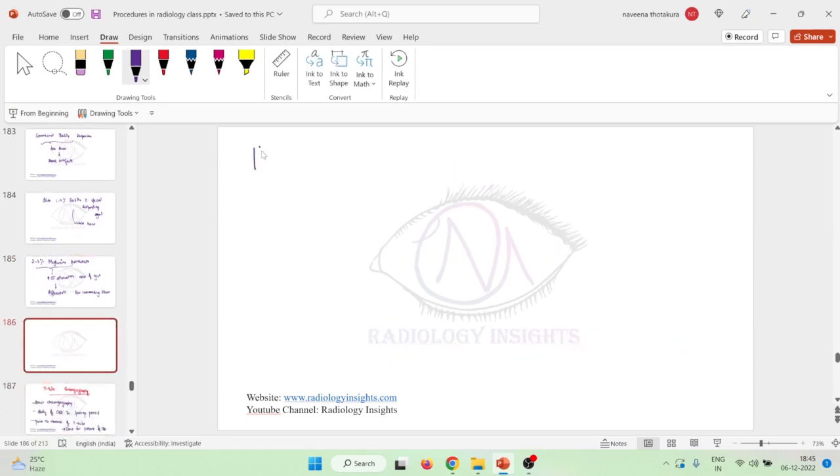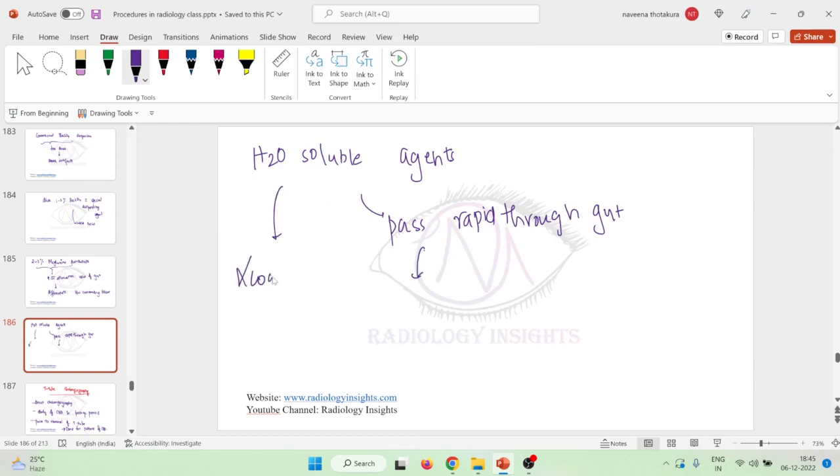But one important thing is the water soluble agents which can be used. These water soluble agents pass rapidly through the gut, which is a good feature. But these water soluble agents do not coat the gut wall properly. And they also have a poor taste.